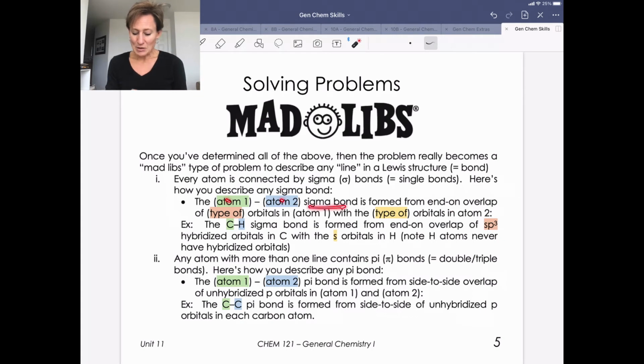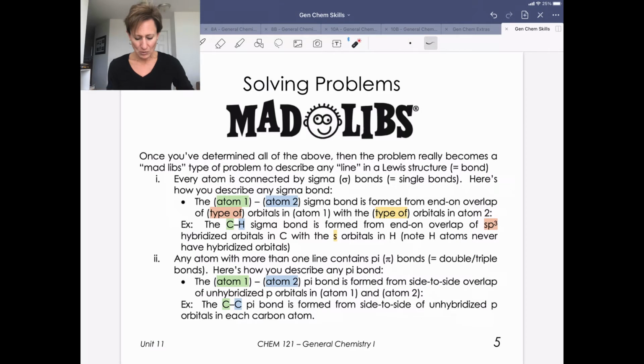The blank and blank sigma bond is formed from end-on overlap. Remember, we said sigma bonds are end-on overlap of, and then we're going to say the type of orbitals. That's going to be the hybridization that we have, and then the kind of orbitals we have in that second atom. So as an example, a carbon-hydrogen sigma bond is formed from end-on overlap of sp3 hybridized orbitals in carbon with the s orbitals in hydrogen. And again, noting that hydrogen atoms are never going to have hybridized orbitals.